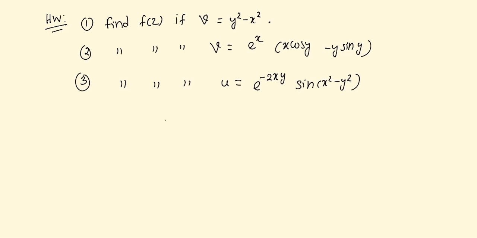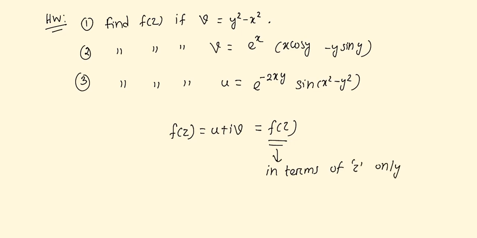Now let me remind you that we use Milne-Thomson's method in order to find f of z equal to u plus iv in terms of z only. So we will get the answer in terms of z only. So this is the beauty of Milne-Thomson's method. Hope you understand.